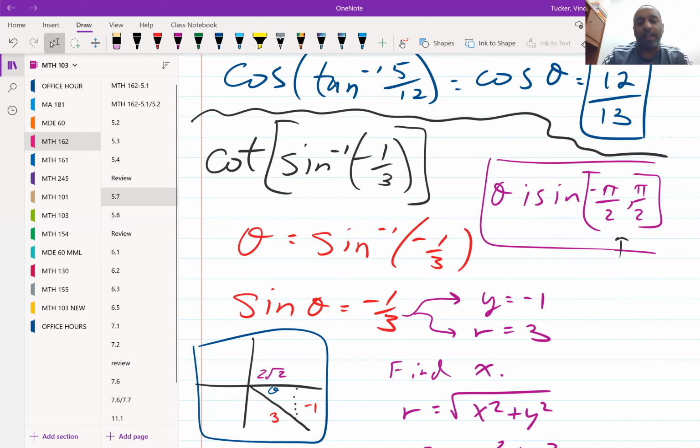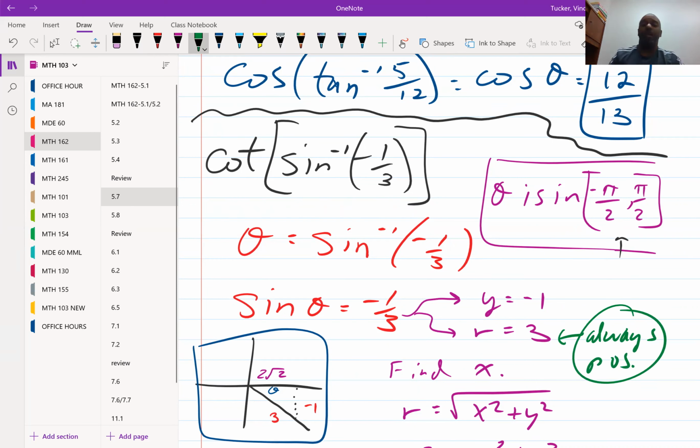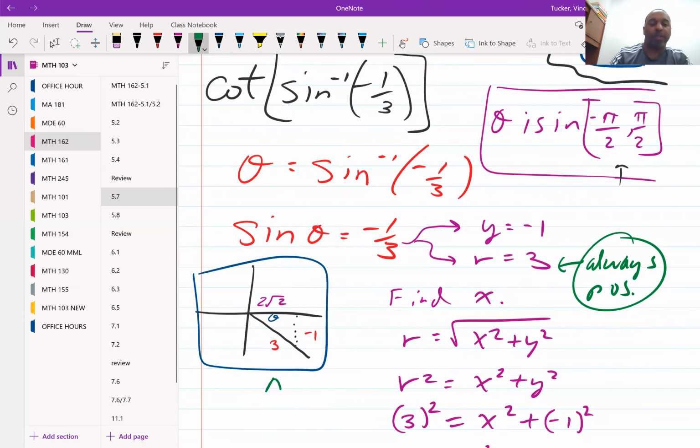And so here we have sine theta of -1/3. And sine is going to be y over r. Now we have a negative involved, but don't forget r cannot be negative. R is always positive. We talked about that last class. So it means that negative has to be given to the y. And so that means that's going to put us in that fourth quadrant. And that means x is going to have to be positive.